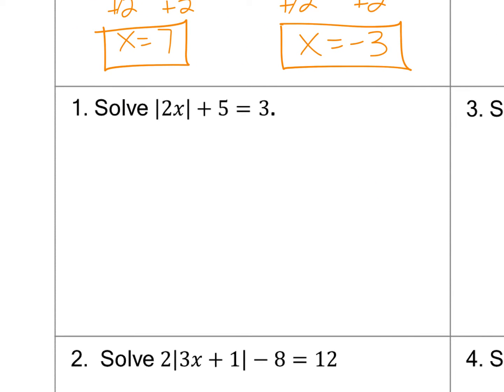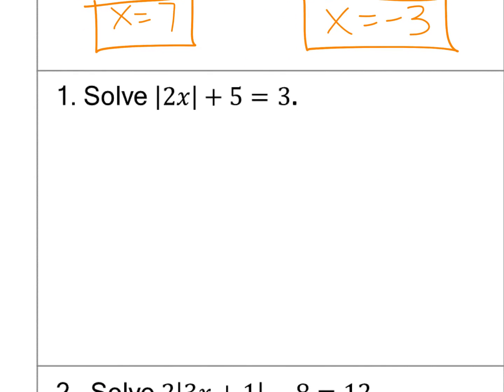Alright, let's do number 1 together also. We're going to get the absolute value by itself, so I have to subtract the 5 to the opposite side because it's not inside the absolute value bars. Okay, so 3 minus 5, that would be a -2. My absolute value is equal to a negative. This is when you stop doing the problem, because absolute value makes everything positive.